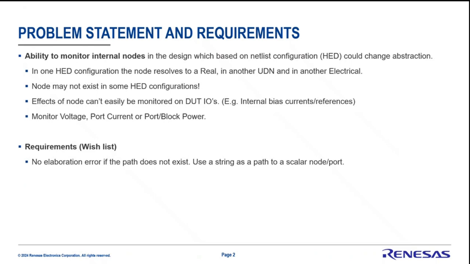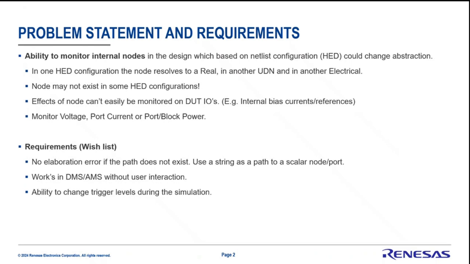And that string could be a concatenation of other strings. It could be a parameter. I want it to work in DMS and AMS without user interaction. So I want my verification engineer to place one of these down and not have to think about whether the net is electrical or a UDN. It just works. And during the simulation, I want to be able to change trigger levels. I want to be able to enable, disable this monitor.